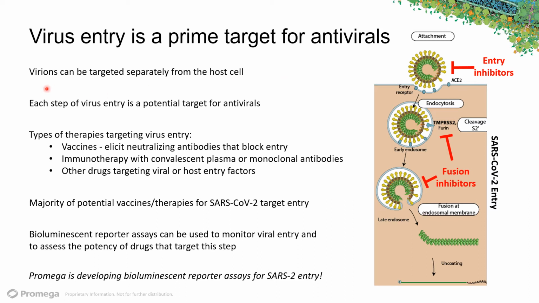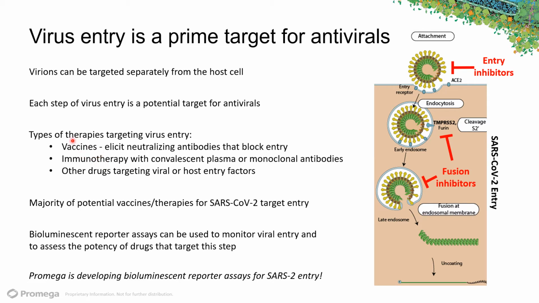So virions can be targeted separately from the host cell, which is one of the major advantages of targeting the entry step. Once the virus has gotten into the cell, it becomes much more difficult to target the virus without having effects on the host cell. And each step in this virus entry process is a potential target for antiviral drugs. You can imagine drugs that block the entry step, the fusion step, and any of the other steps along this pathway. And there are many different types of therapies that can target virus entry.